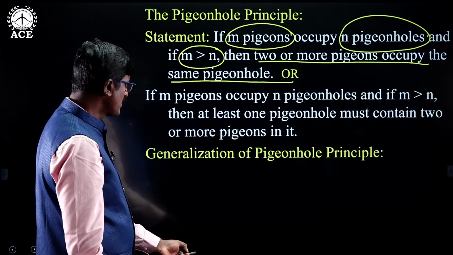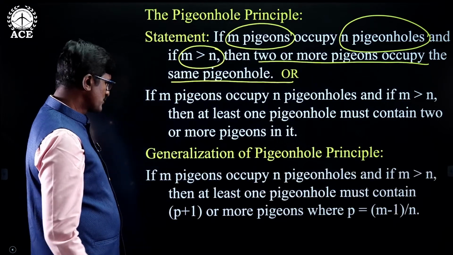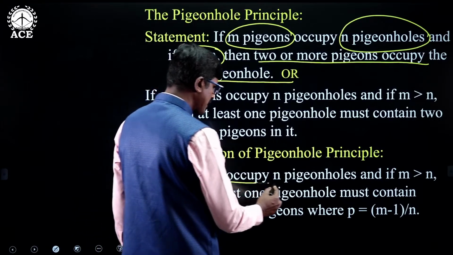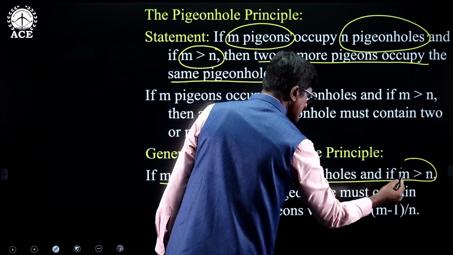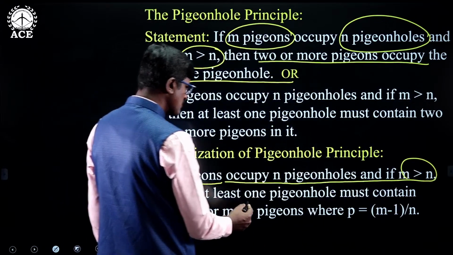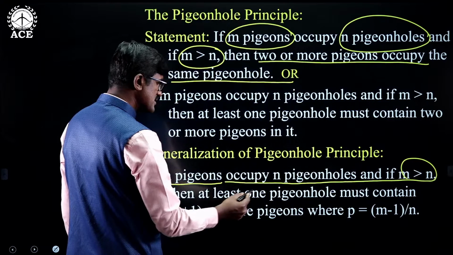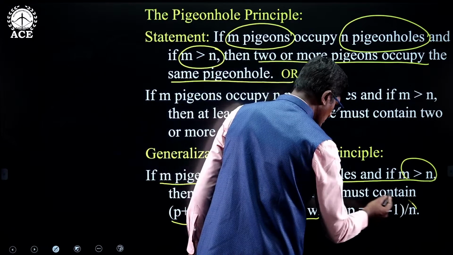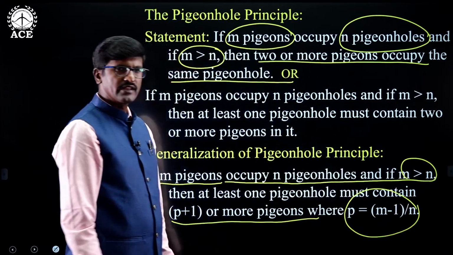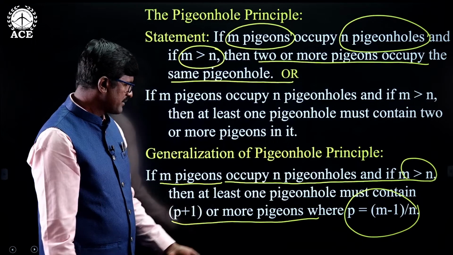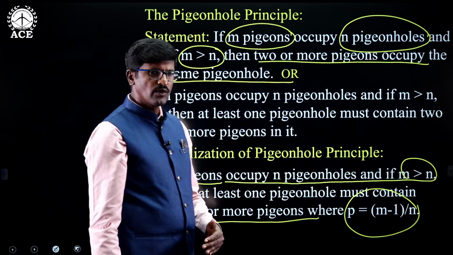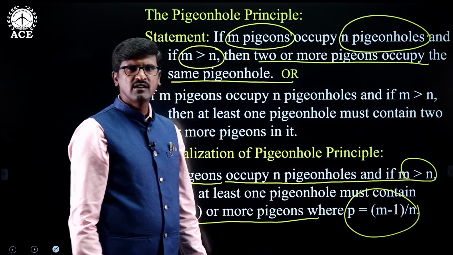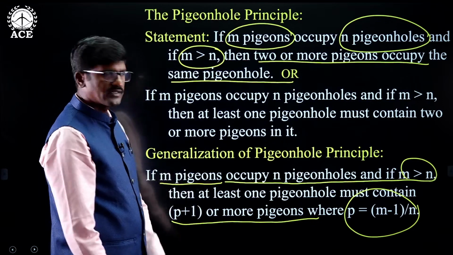And this is the generalized pigeonhole principle. The generalized pigeonhole principle says that if m pigeons occupy n pigeonholes and m is greater than n, then at least one pigeonhole must contain p plus 1 or more pigeons. Here p plus 1 is equal to (m minus 1) divided by n, plus 1. Simply we can say that if the pigeonholes are fewer than the number of pigeons, obviously any one of the pigeonholes will have more than 1 pigeon. This is the pigeonhole principle.